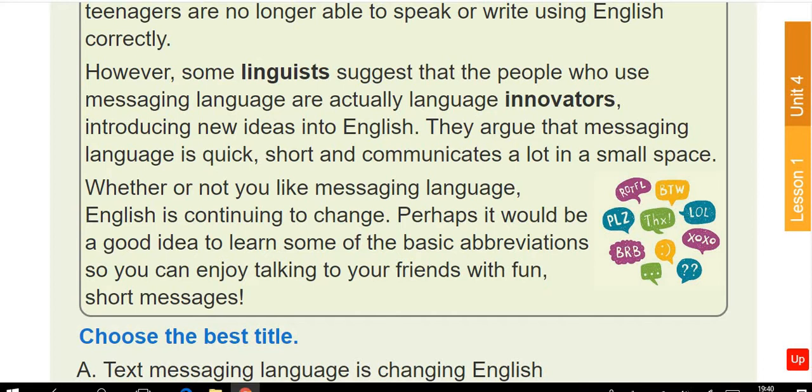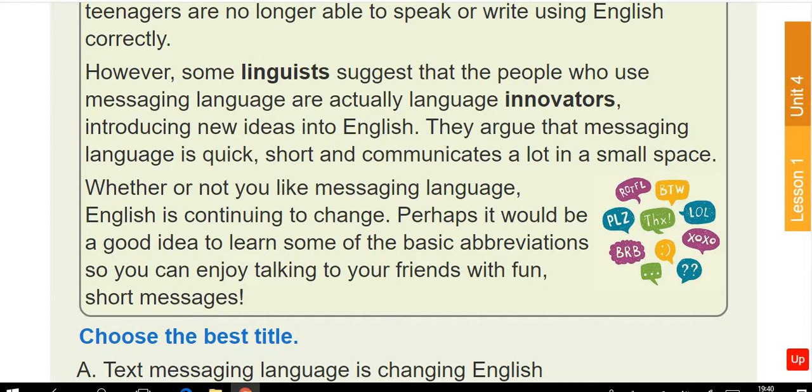And what is the function of language? What is the aim of language? The aim of language or the function of language is to communicate. So they think that these people are innovators. Okay, I want you to breathe because you are innovators now. Okay, whether or not you like messaging language, English is continuing to change. Perhaps it would be a good idea to learn some of the basic abbreviations so you can enjoy talking to your friends with fun, short messages.